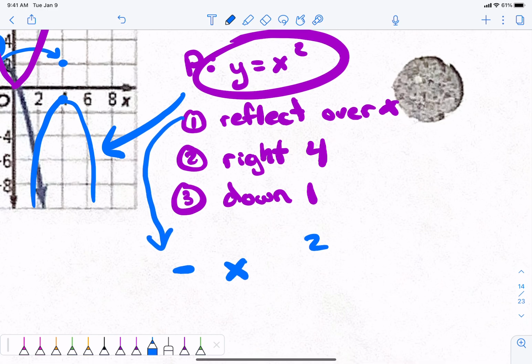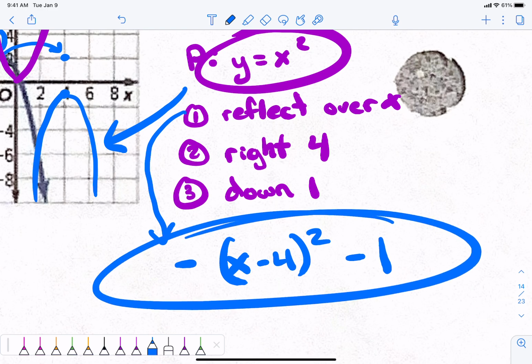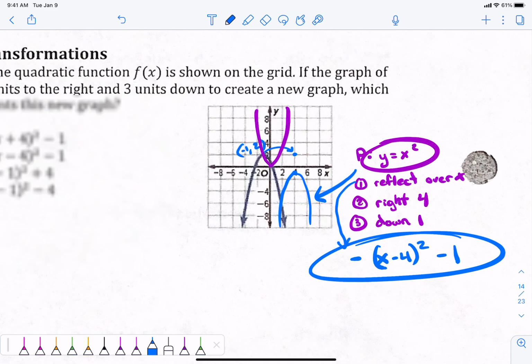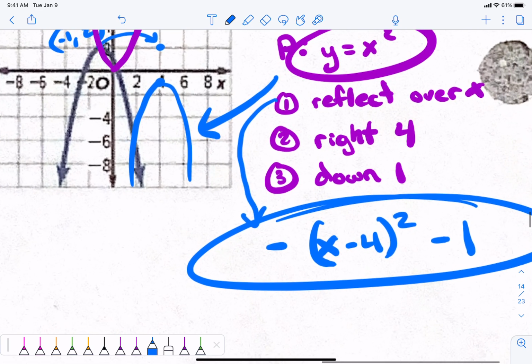That negative does that, okay? If I go to the right 4 units, what does that do? Inside, and it will be minus 4. So it'll look like that, yeah? Minus 4 to the right 4 units, okay? What does down 1 do? Minus 1 on the outside. That's what that function looks like. That's a combination of all 3 of those things into one, right? Which one is that? B. B is actually the graph of that new parabola, that blue one. Does that make sense? So you can do more than one transformation at a time.